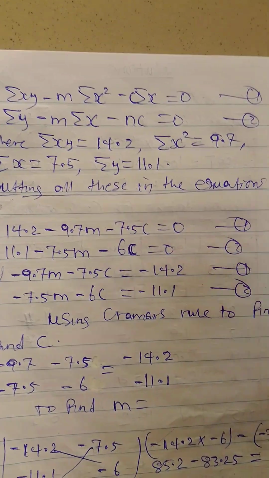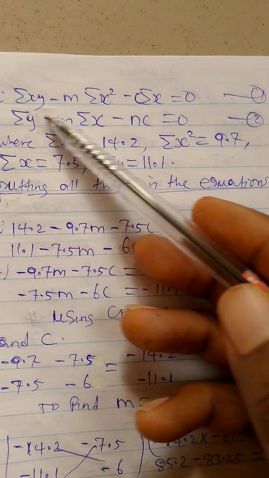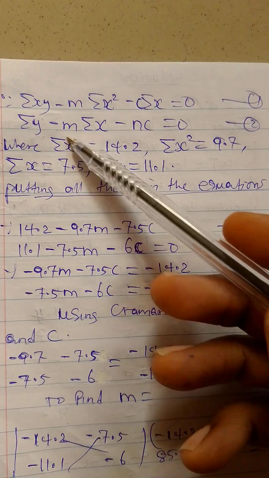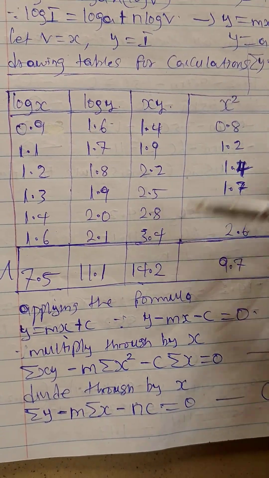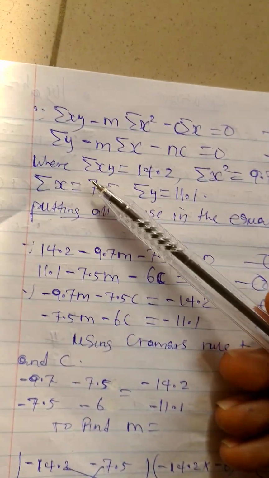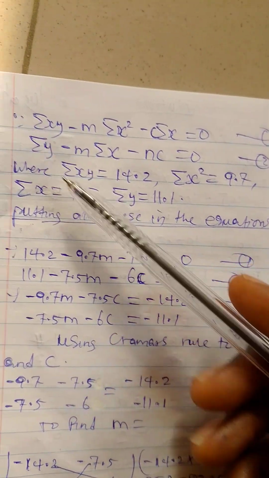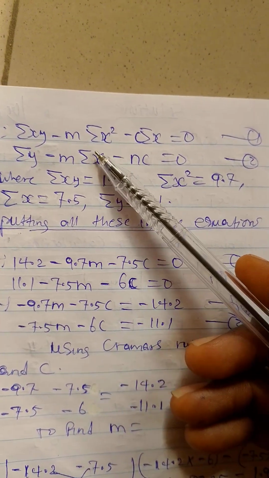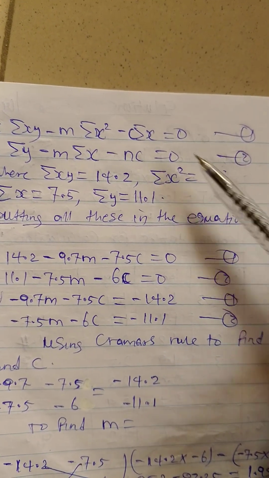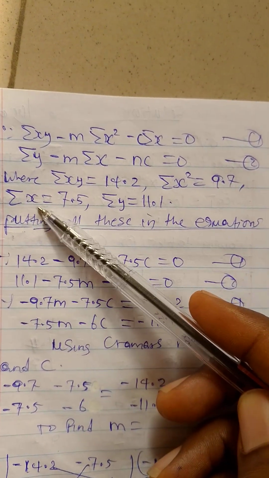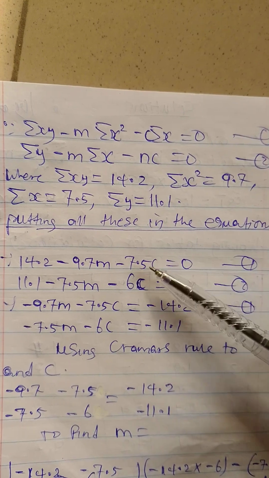This is equation 1, this is equation 2. Where sigma xy, that is the total of xy, is 14.2. See it here, the total of xy is 14.2. Put it here, so that becomes 14.2 minus, now the total of x squared is 9.7, that becomes 9.7m, minus the total of x is 7.5, that becomes 7.5c is equal to 0. Equation 1.